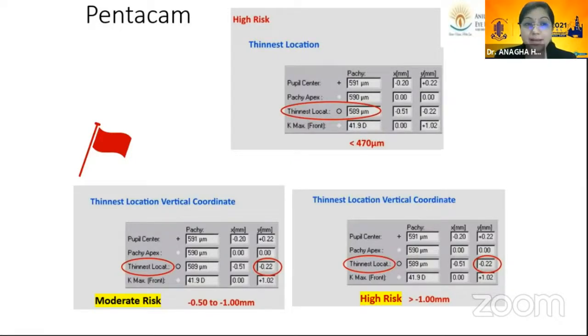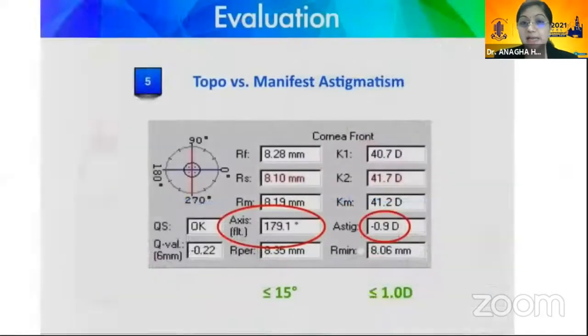Then you look at the y coordinates. Usually it should be less than 0.5. If it is between 0.5 to 1, it's a moderate risk. If it's more than 1 millimeter, it's a high risk.